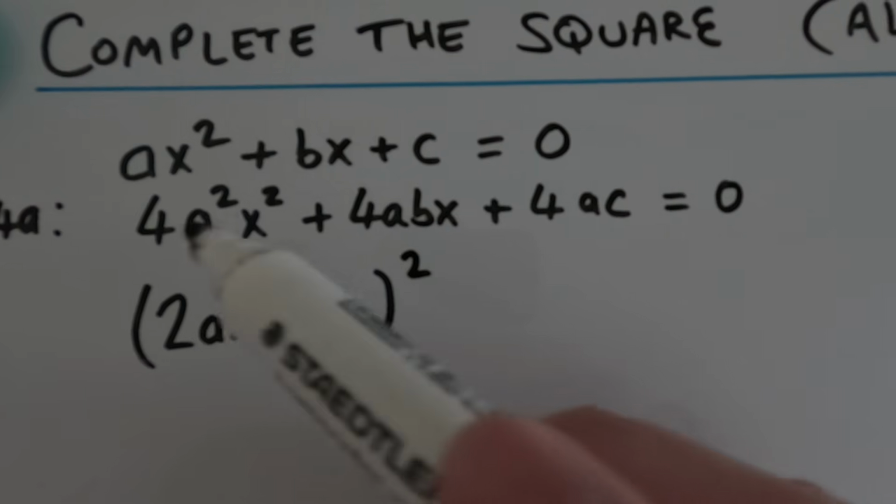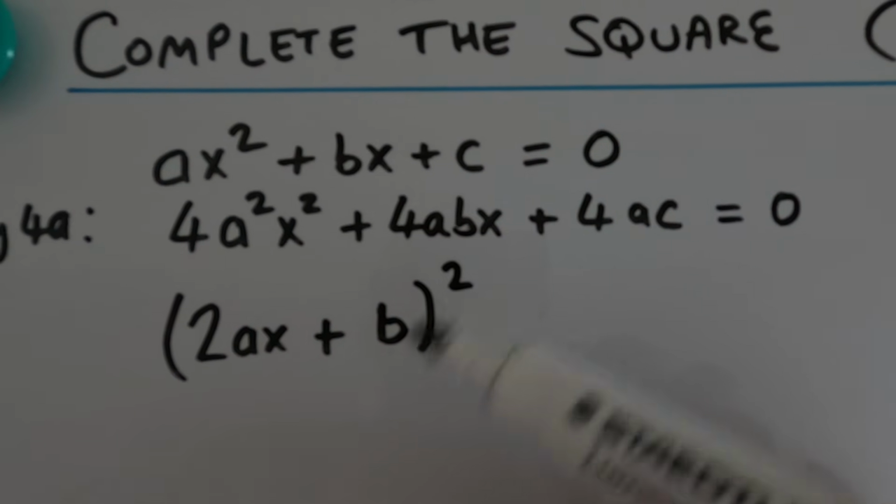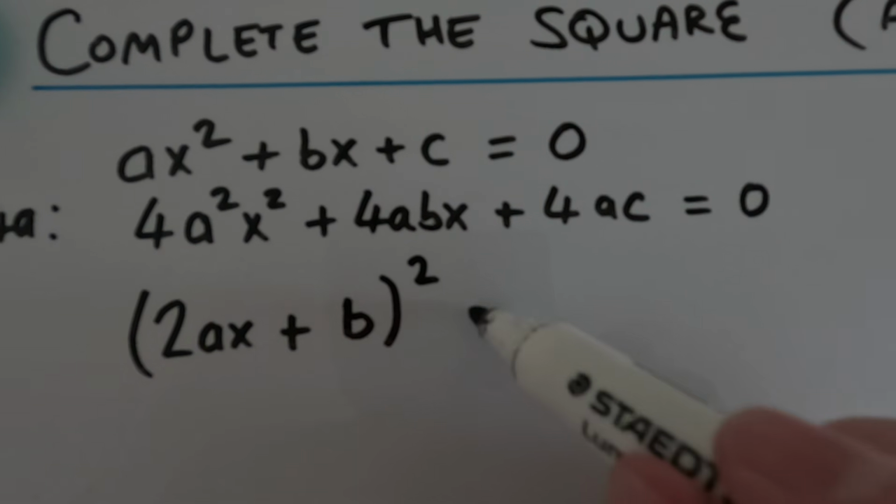Now, this is identical to this, apart from the fact that we now have a b squared as well. That's our surplus, so we need to subtract that off to compensate.